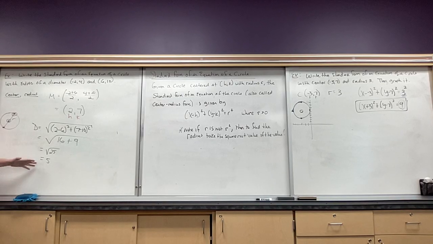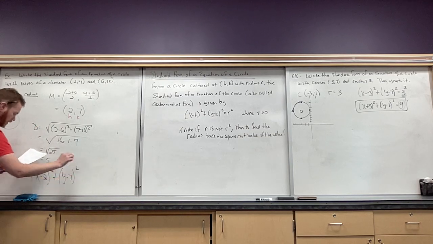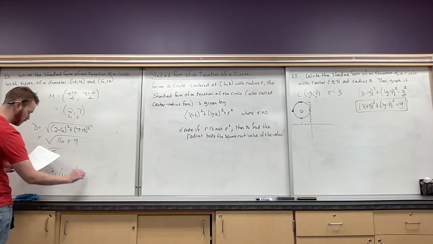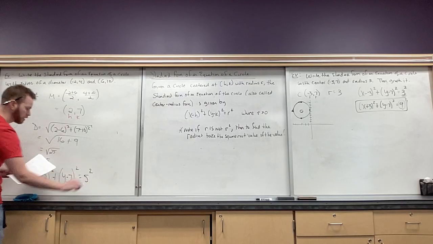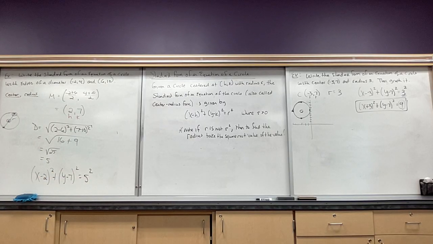Perfect. By the way, if this was still a square root, that's fine. Put the square root in the formula, okay? There's no rule out there that says you can't. So my equation, I'll write it down here. It's going to be x minus 2 squared, plus y minus 7 squared equals my radius squared. So it'd be 5 squared.